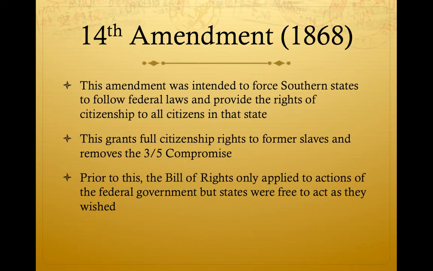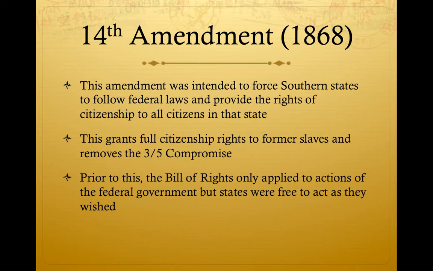The 14th Amendment, passed a few years after the end of the Civil War, in 1868, ends up being one of our most important amendments. This amendment was put in place to force southern states to follow federal laws, states like Mississippi, Alabama, Georgia, South Carolina, to make sure that they would give the full rights of citizenship to all citizens in that state. Because what the southern states did was they tried to go right back to the old way of doing things as soon as the Civil War was over. The 14th Amendment forced them to stop doing that.